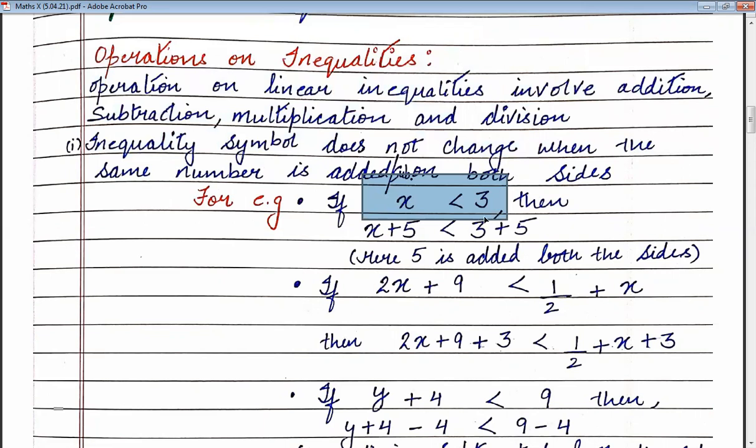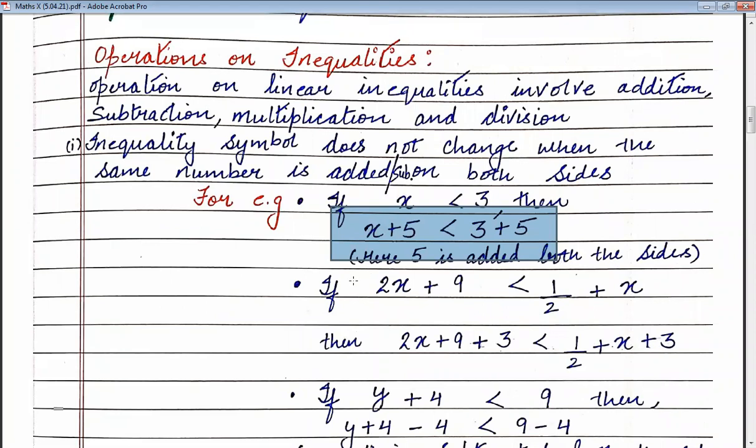Now children, if we add the same number on both the sides, your inequality remains the same. Suppose it is x. Now if I want to add plus 5 on both sides, I am adding plus 5 on the left hand side and adding plus 5 on the right hand side. So when you are adding the same number on both the sides, your inequality remains the same, means this sign is going to be less than only. So when you write it, it will become x plus 5 is less than 3 plus 5.